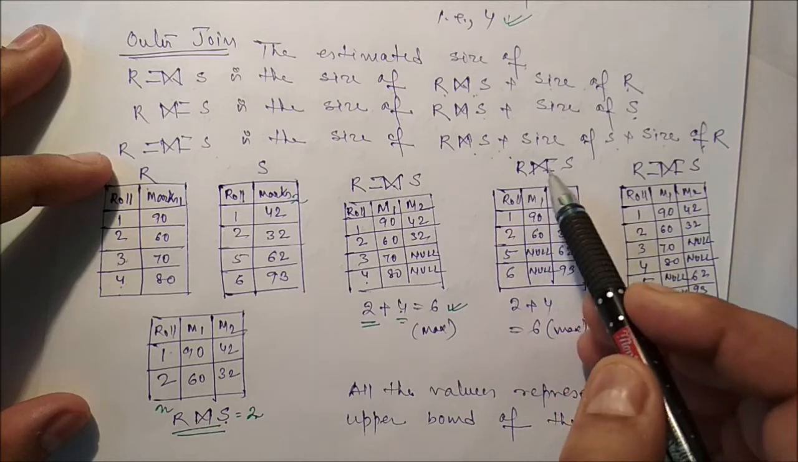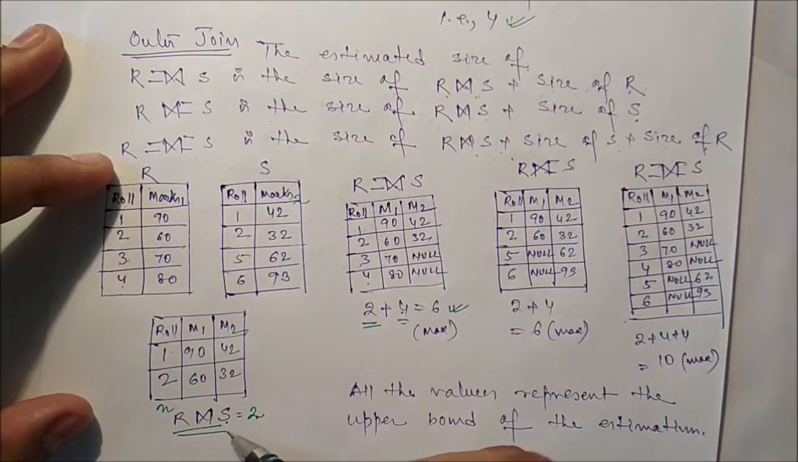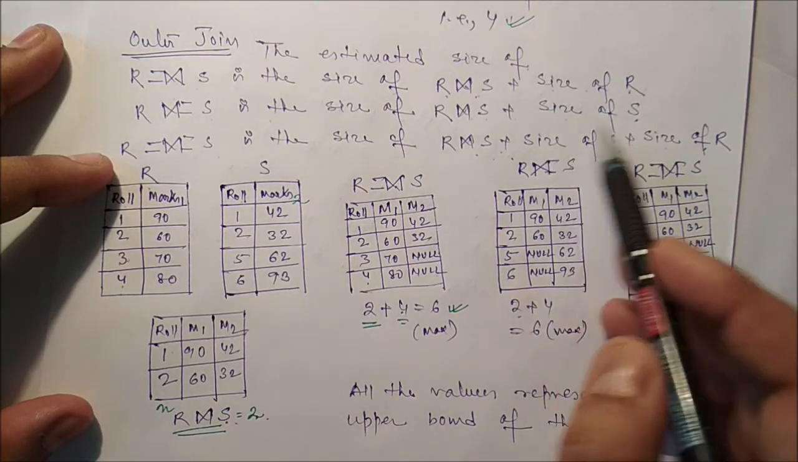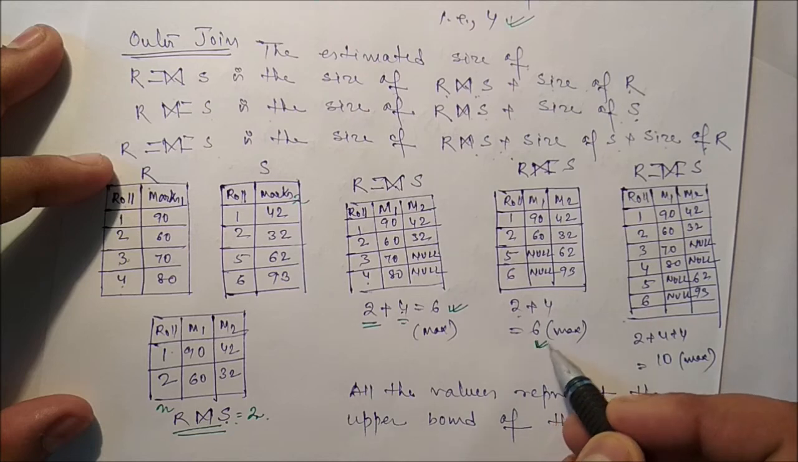Similarly, if it is a right outer join, we have to take the size of R natural join S, which is 2, plus the size of S. The size of S is also 4. So the answer is 4 plus 2, which is also 6.